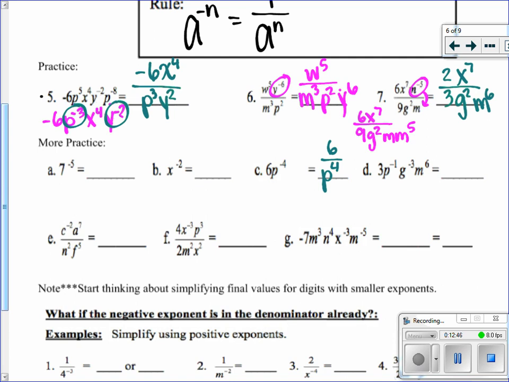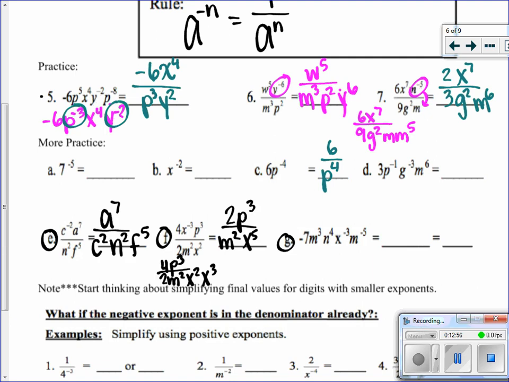How about this? I want you guys, and you can work with your buddy, work with whoever's next to you. I want you to do E, G, and F, or EFT. First, look at F and E. I have the answers up here.